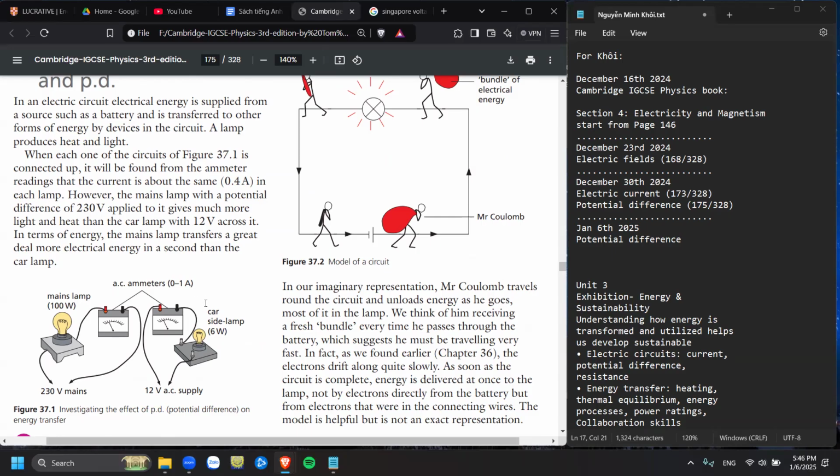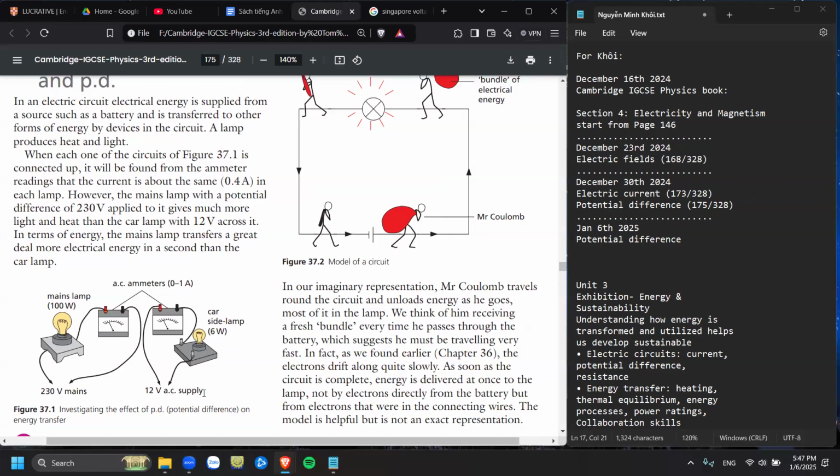On the right side, you also have an ammeter. What does an ammeter do again? I forgot. It is something to measure how strong the current is, how many amperes. And here this ammeter is connected to a car side lamp, which is 6 watts only. And here it is connected to a 12 volt supply.